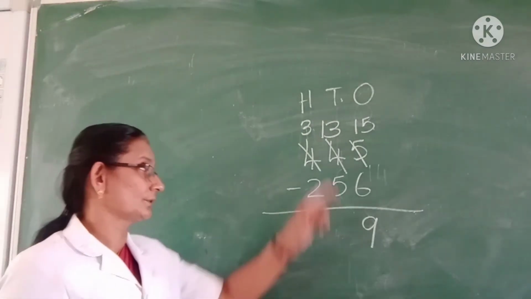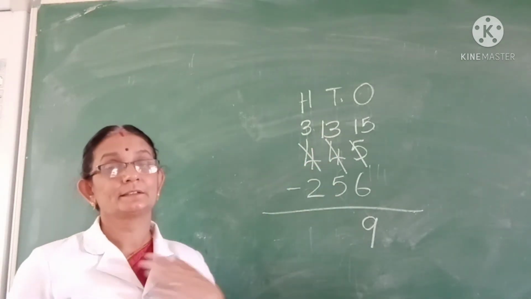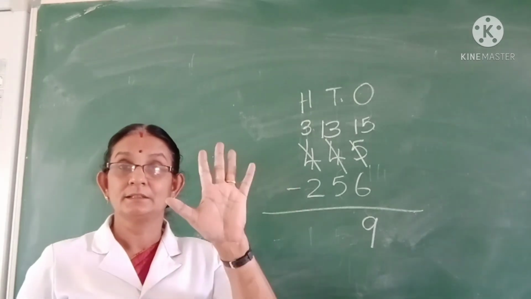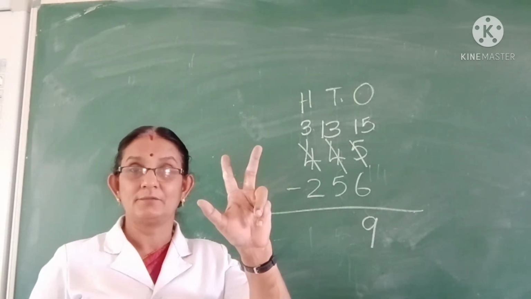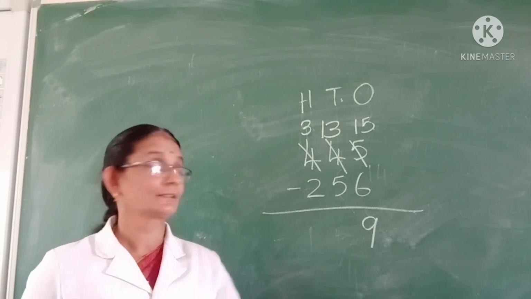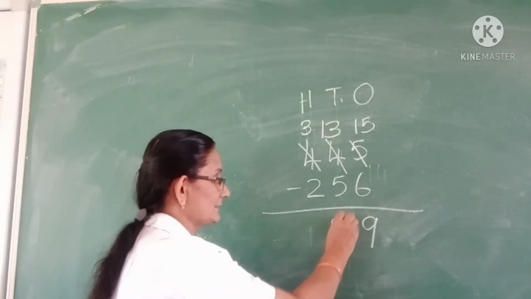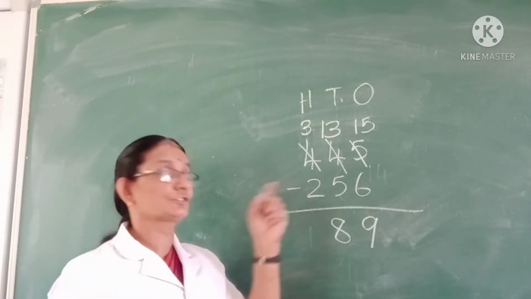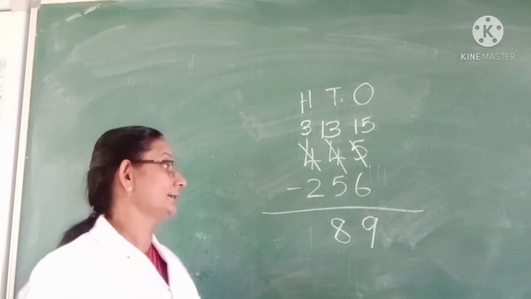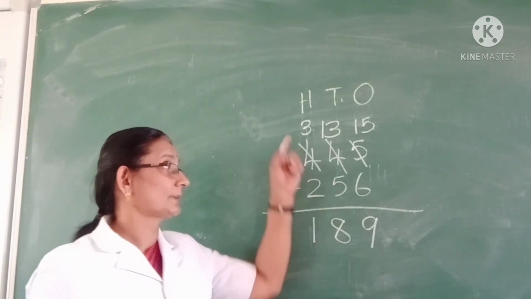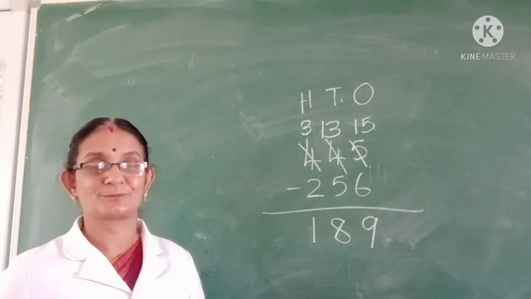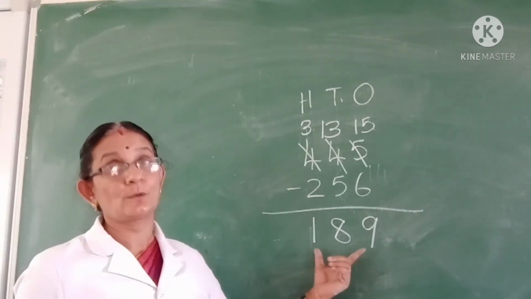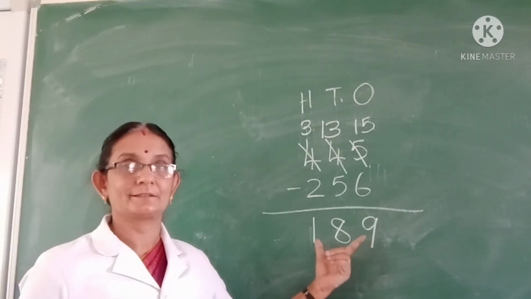Okay. So now 13 minus 5 is 13 in mind and 5 in hand. Before 13, 12, 11, 10, 9 and 8. So 13 minus 5 is 8. Now 3 minus 2 is equal to 1. Yes. So we have subtracted the digits in the hundreds place also. So we have the answer as 189.